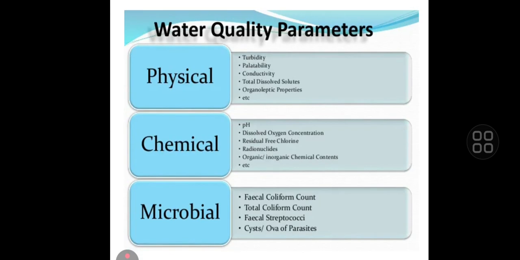The water quality parameters are mainly defined as physical quality parameters, chemical quality parameters, and microbial parameters. The physical quality parameters contain turbidity, conductivity, and total dissolved solids, etc. The chemical parameters contain pH, dissolved oxygen concentration, residual free chlorine, and organic and inorganic chemical contents. The microbial parameters contain coliform count, total coliform count, and biological activities.